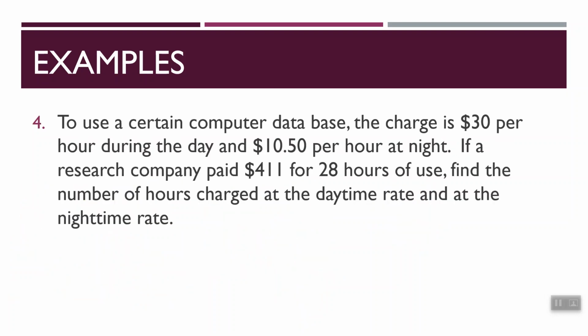We've got one more example. To use a certain computer database, the charge is $30 per hour during the day and $10.50 per hour at night. If a research company paid $411 for 28 hours of use, find the number of hours charged at the daytime rate and at the nighttime rate. Usually the question will help you determine what your variables are going to represent. So x is going to be the number of daytime hours, and y is going to be the number of nighttime hours.